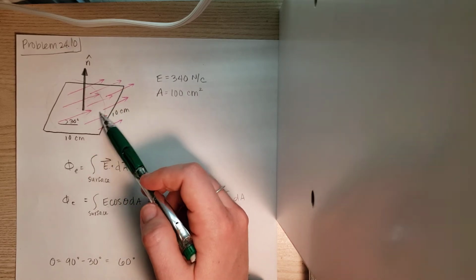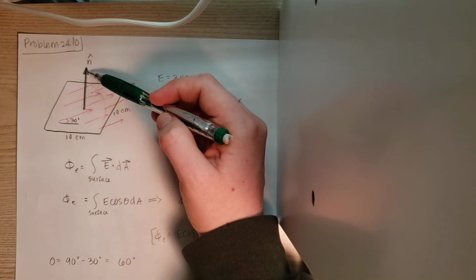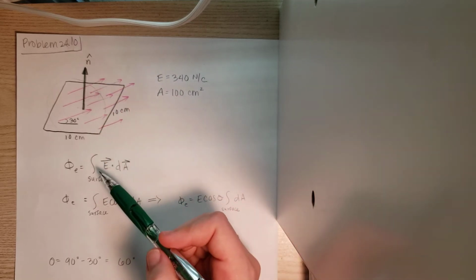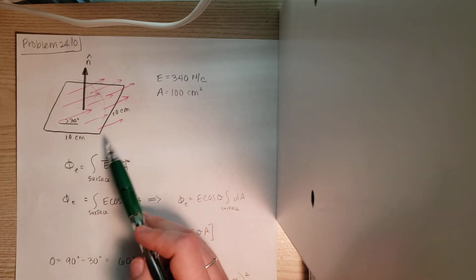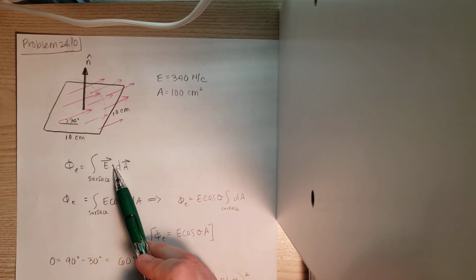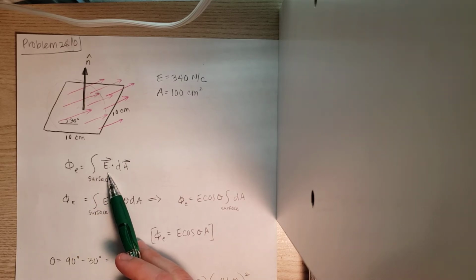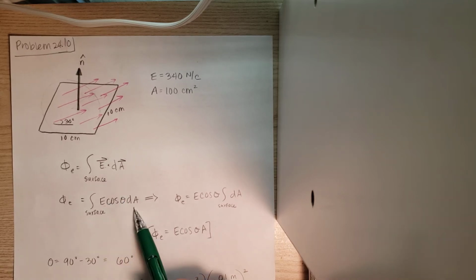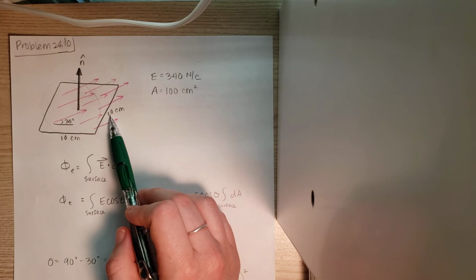And then they've shown the electric field coming out of the surface at 30 degrees, and then here's our unit vector running normal to the surface, or perpendicular to the surface. And then to calculate our electric flux running through the surface, we're going to use the surface integral of the electric field times the area vector. And then to simplify that, we can just take the magnitude of the electric field as E times the cosine of theta, because that's going to show us the component of the electric field that passes through the surface.